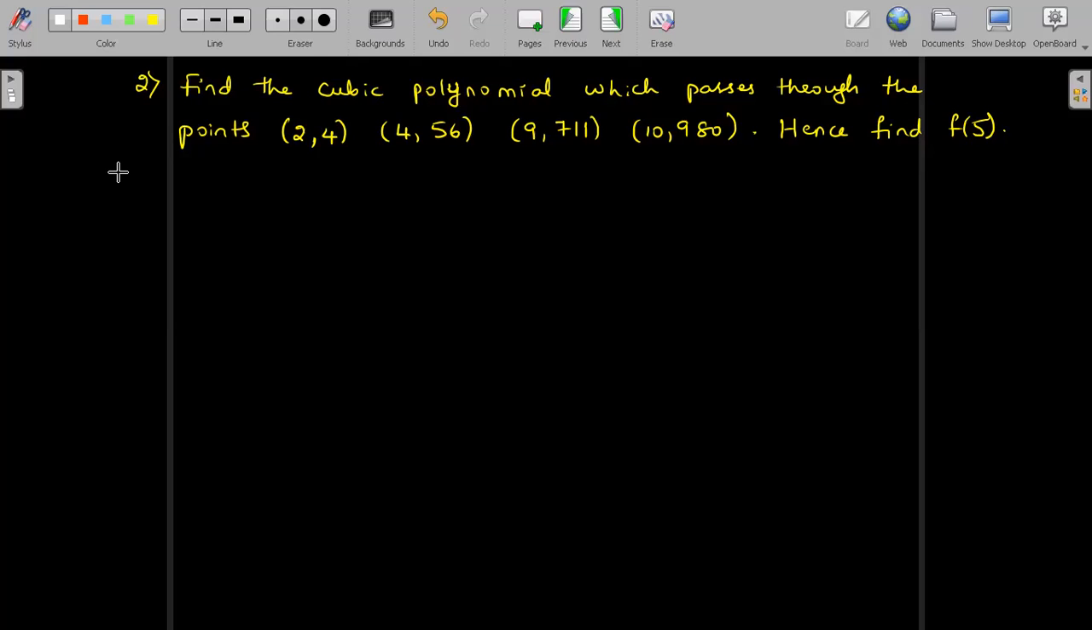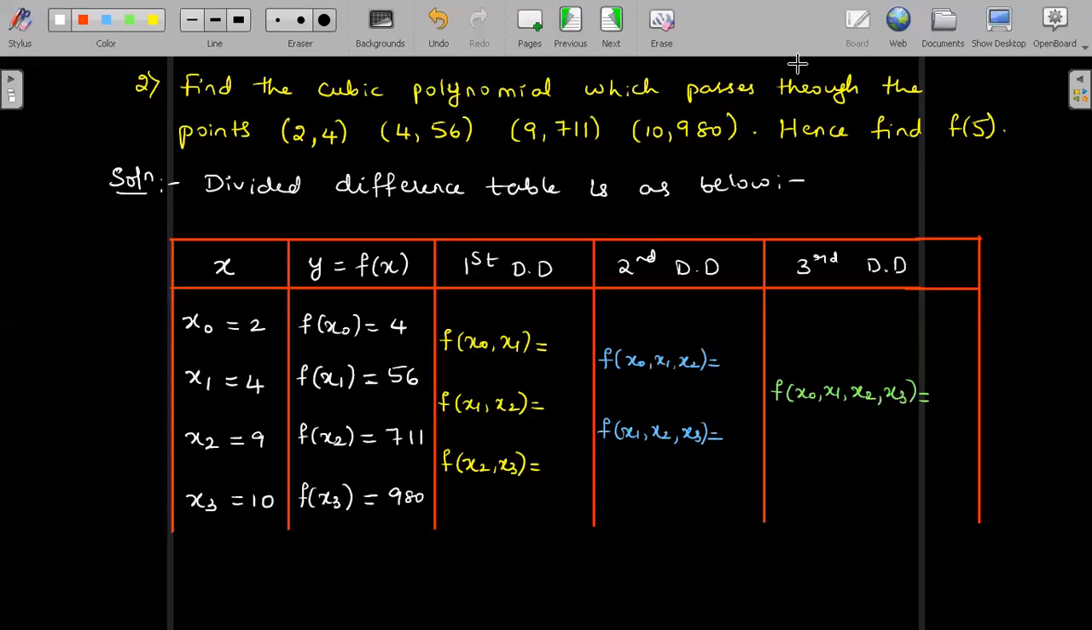Retaining x as x itself, we will be able to get the polynomial, no? So obtaining that polynomial first, later we have to find out x is equal to 5. Substituting x is equal to 5, find out f of 5. So let us first write down the divided difference table. Let me first frame the table for you. Yes, I've just prepared the table, divided difference table.